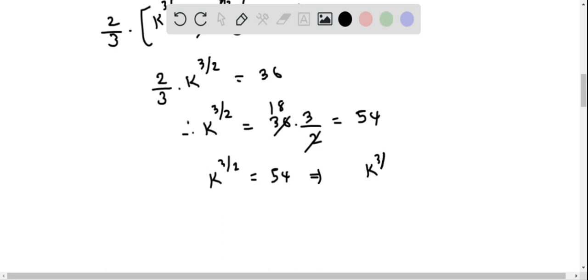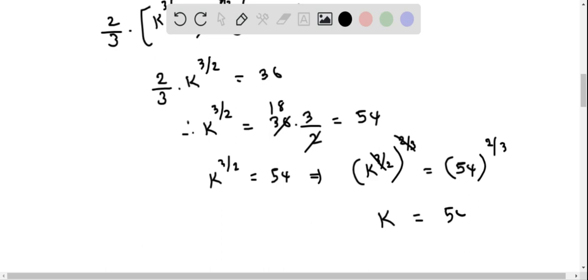So k to the power 3 by 2 equals 54, and we raise both sides to the power of 2/3. So we have k to the power of 3 by 2, raised to the power of 2/3, equals 54 raised to the power of 2/3. Here these two get cancelled, since 3 by 2 multiplied by 2 by 3 is 1. So we get k equals 54 raised to the power of 2/3.